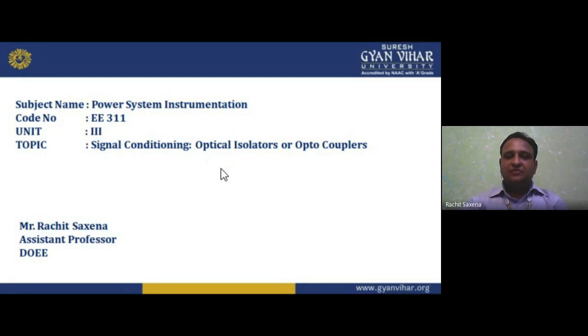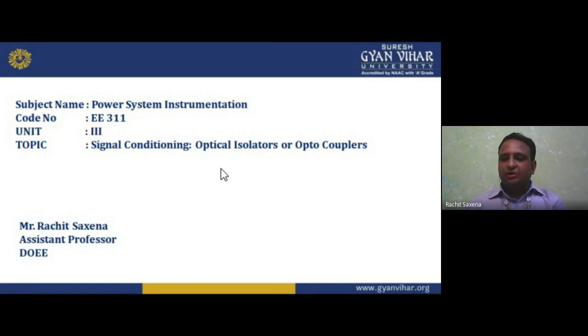The code is EE311. Unit number is 3, and the topic we are going to study is optical isolator or optocouplers in signal conditioning unit. Unit 3 has the main topic of signal conditioning, but optical isolator and optocoupler we are going to study in this lecture.